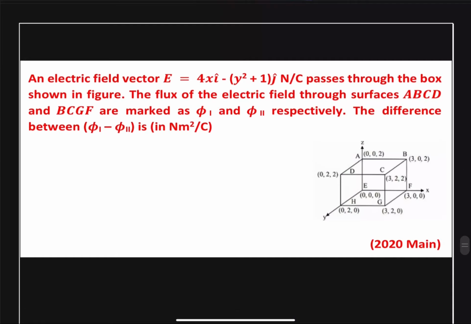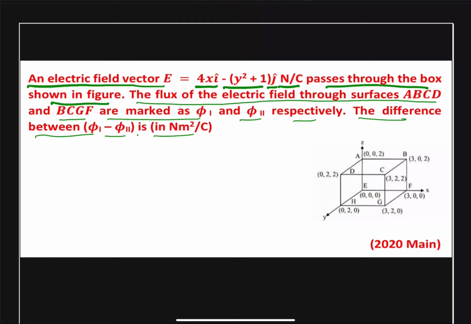We are given an electric field vector E given as 4x i minus (y square plus 1) j Newton per coulomb, which passes through the box shown in the figure. The flux of electric field through the surfaces ABCD and BCGF are marked as phi1 and phi2 respectively. The difference phi1 minus phi2 is in Newton meter square per coulomb.